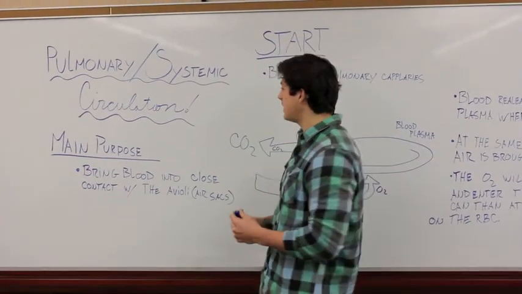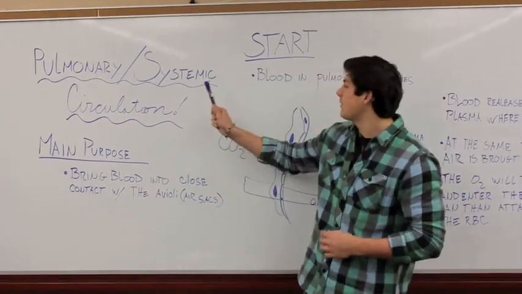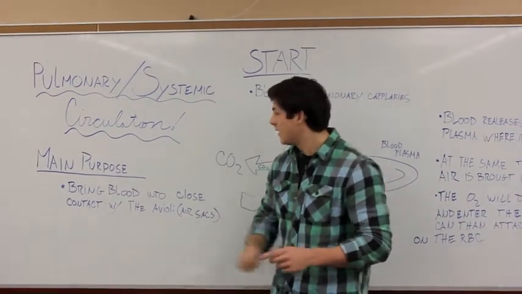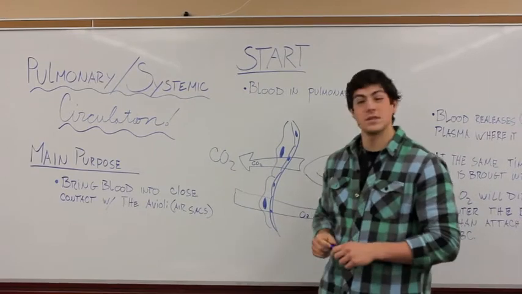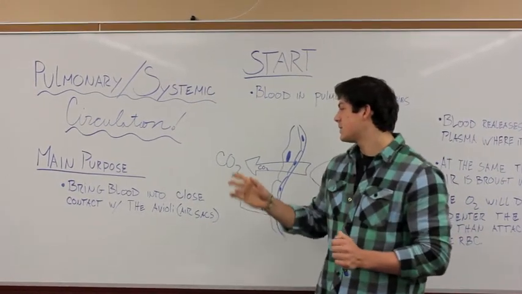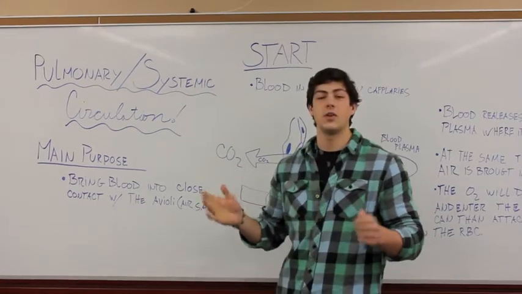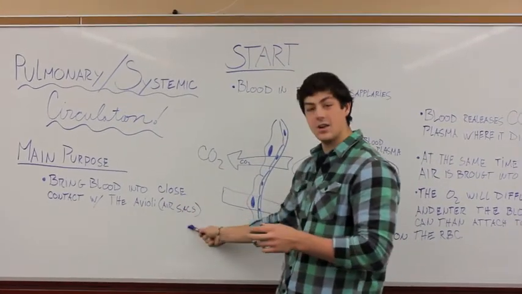It's funny you asked that, Pete, because as of right now, I'm going to break down very simply the pulmonary and systemic circulation to you in a nice, fine manner. To begin, we're going to start with the main purpose of the red blood cells. The main purpose of the whole circulatory system is to bring the blood closer to contact with the alveolar sacs, which are further known as air sacs.